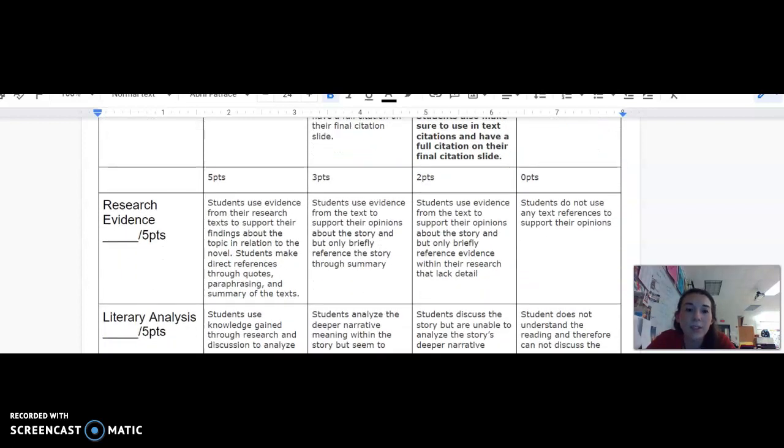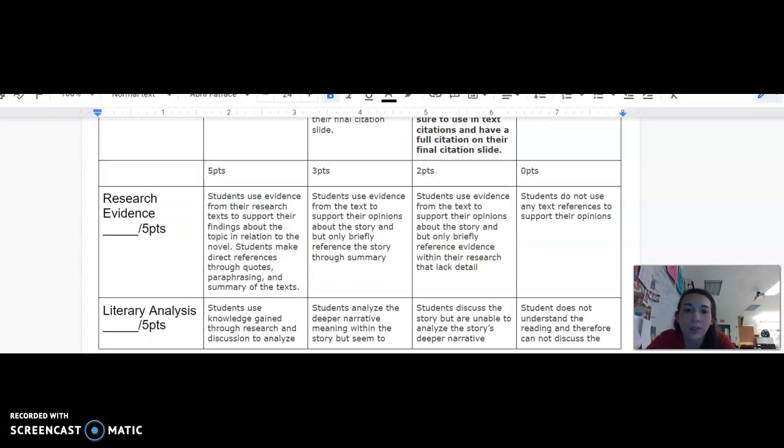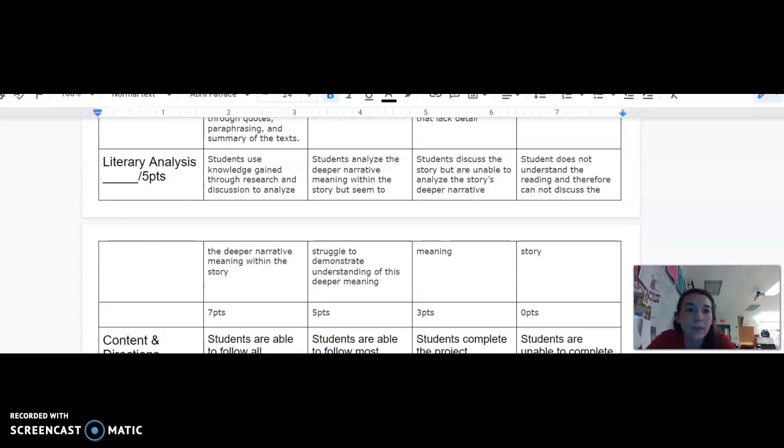Research evidence is worth 5 points. Students use evidence from their research text to support their finding about the topic in relation to the novel. Students make direct references through quotes, paraphrasing, and summarizing the text. So that's 5 points, and then it's broken down as points are reduced. It's also 5 points for literary analysis. Students use knowledge gained through the research and discussion to analyze the deeper narrative meaning within the story. So by the story, I mean To Kill a Mockingbird.